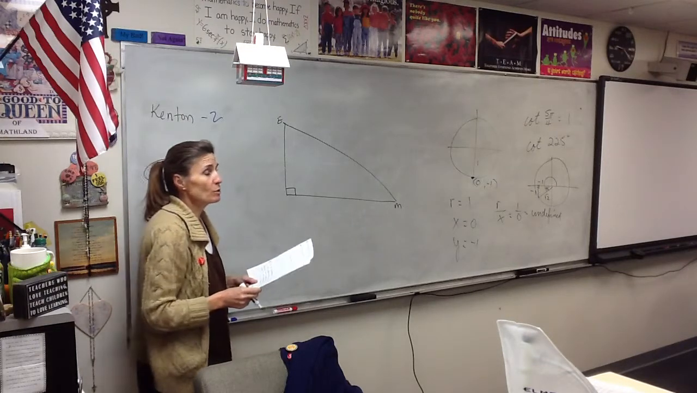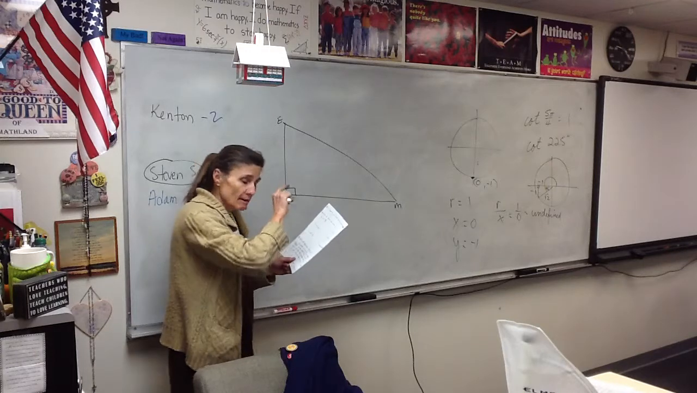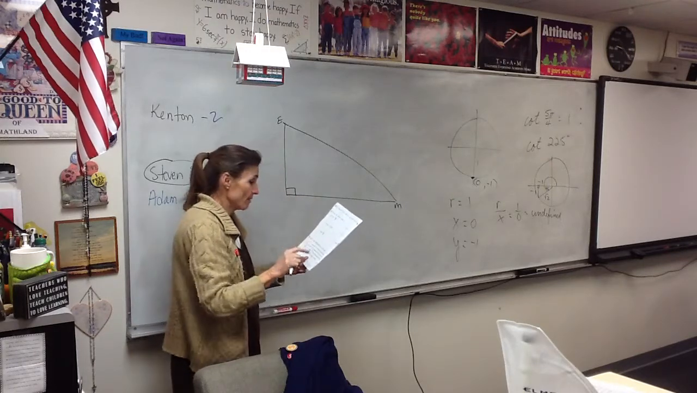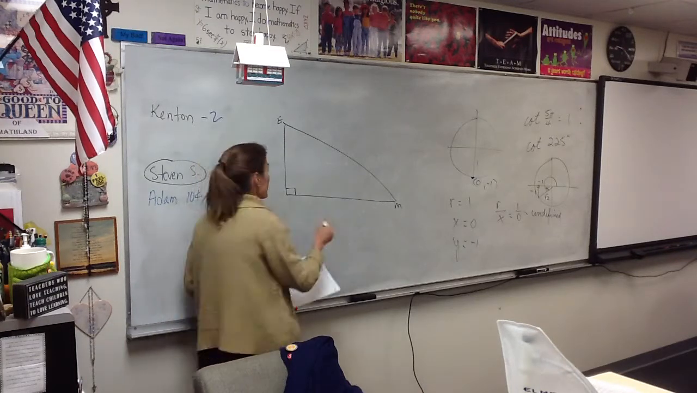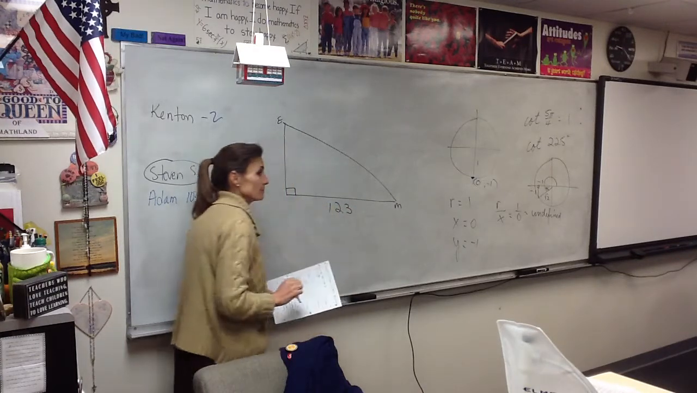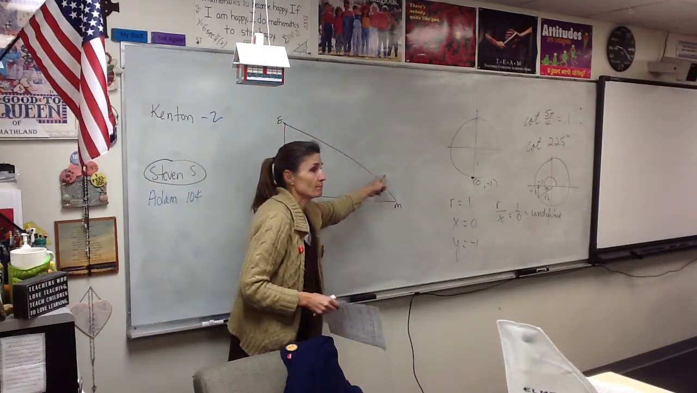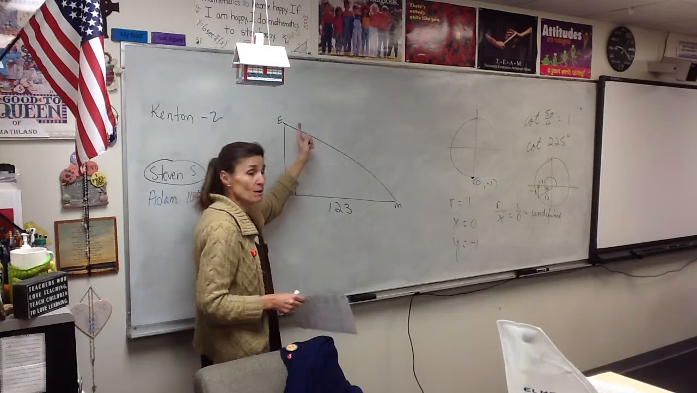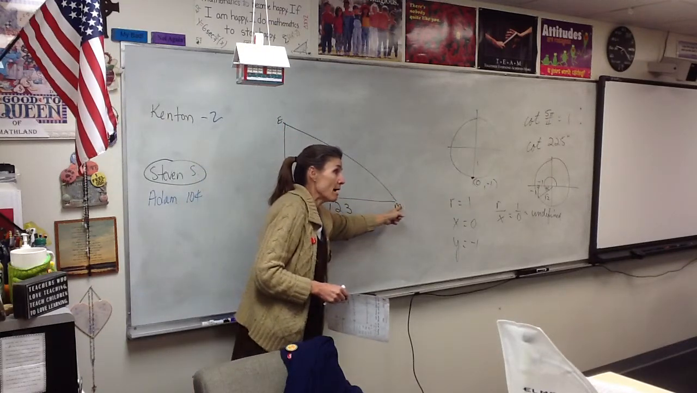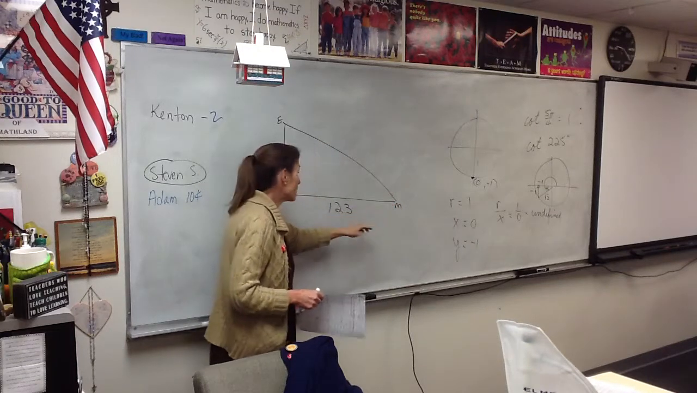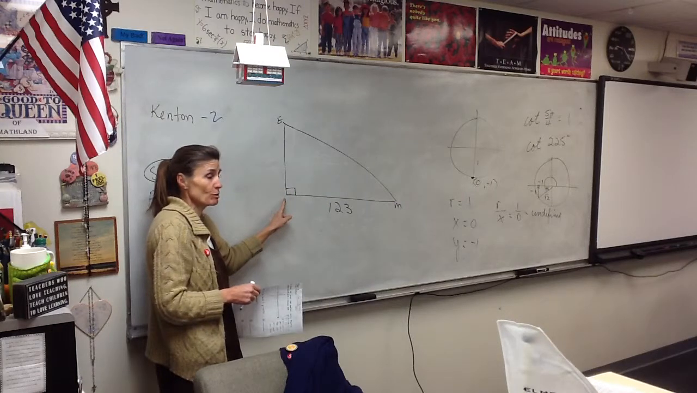Where do I put the 123? The bottom. The words say it right there: 123 feet from the base of the tree. This is your 123. What distance would this be? Well, we don't know, but that's the distance from the eagle to the mouse. This 123 is the distance from the mouse to the base of the tree.